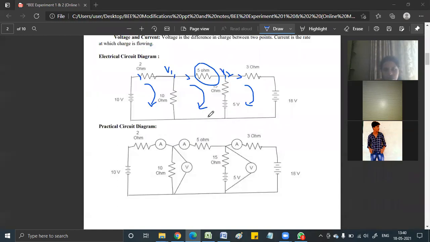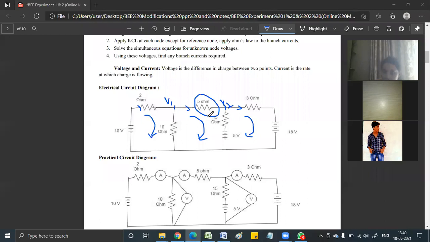Both circuit Yes, diagram, ma'am. Sorry? Both circuit diagram, electrical and practical. Yeah, this. But abhi thoda circuit change hoga na aapka.